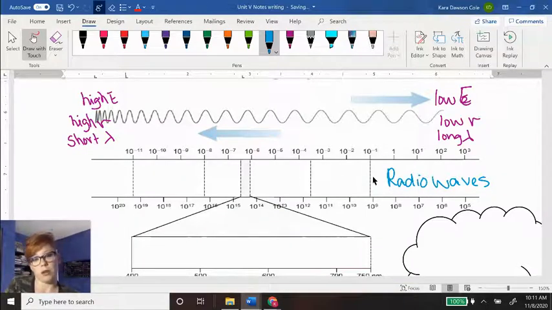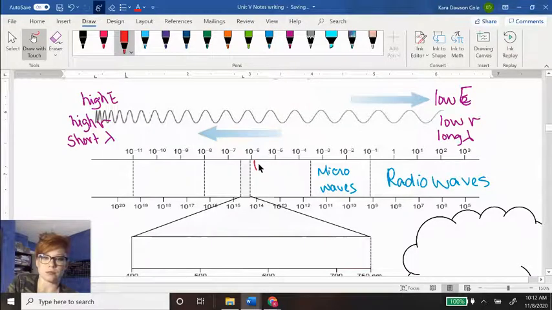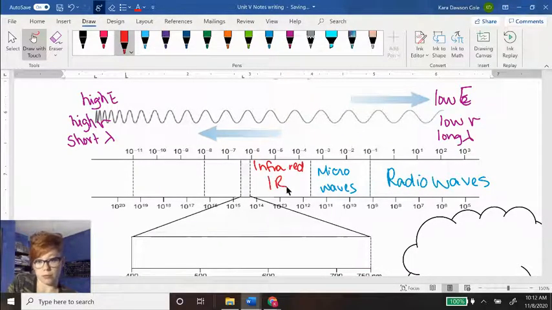Then we move from radio waves into microwaves, which are what we use in the microwave to heat up food, which we're getting into a little bit more energy here. So more energy, increasing energy this way, decreasing energy this way. And then we get into infrared, or IR. Okay. So this is like your infrared goggles, that type of thing.